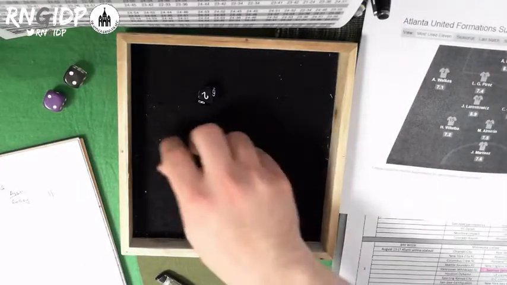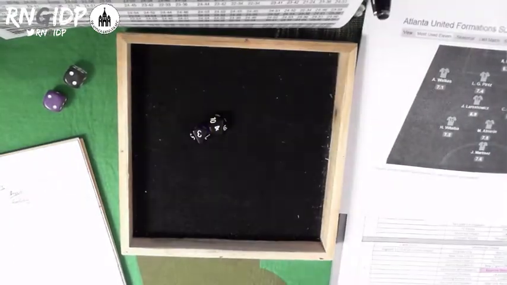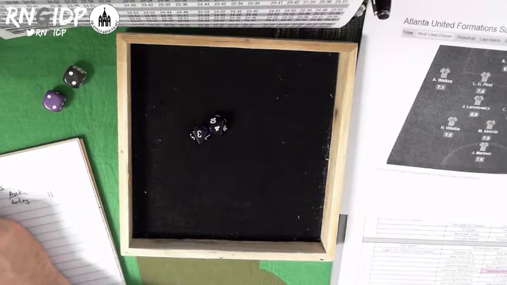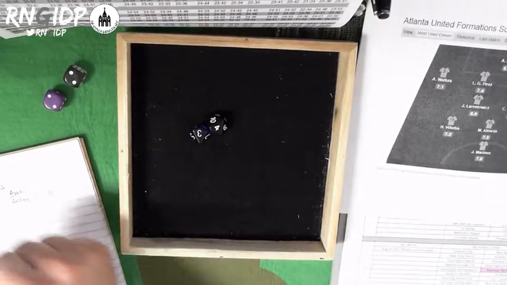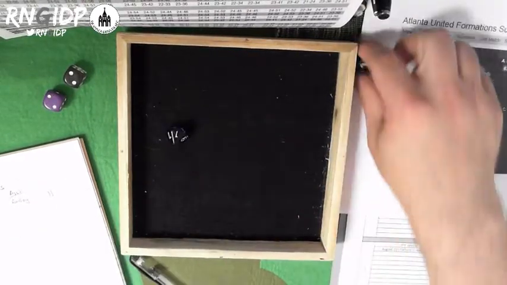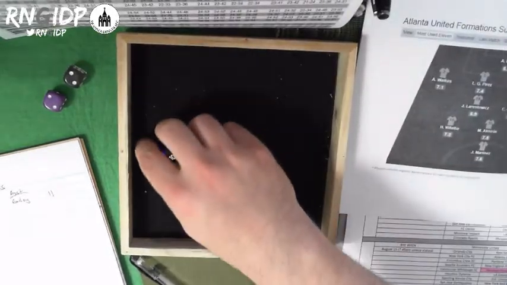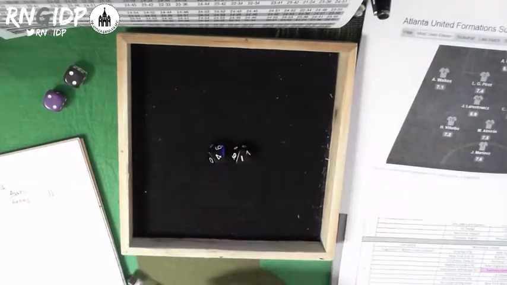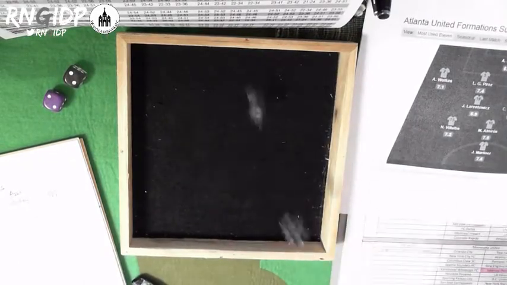So we got a forward goal this time. And it's to forward 1, so Wondolowski gets a goal. Was there an assist? There was. It goes to a midfielder. Midfielder 1, that's midfielder 1. So Godoy gets a third assist on the day.